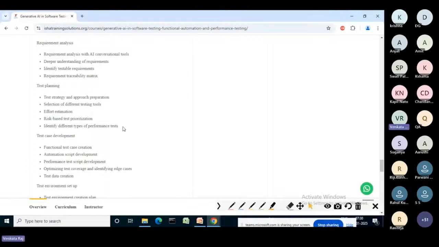What all different types of performance tests need to be conducted. Sometimes we brainstorm a lot. Once we get the application under test, once we get the scope for performance testing, to find out what the different types of tests are and what our approach should be, AI can help us in that.